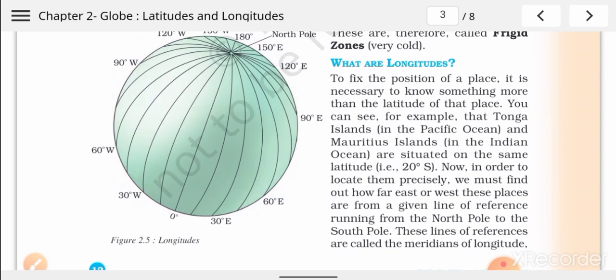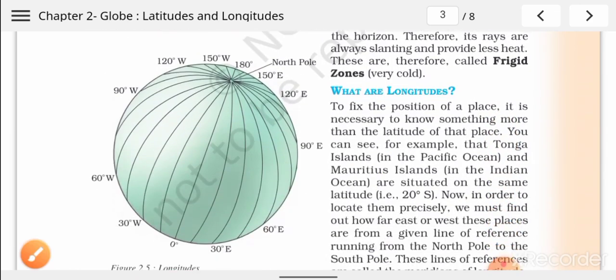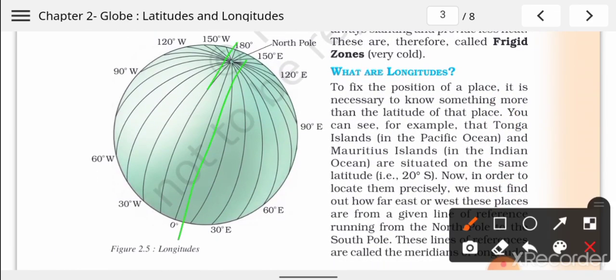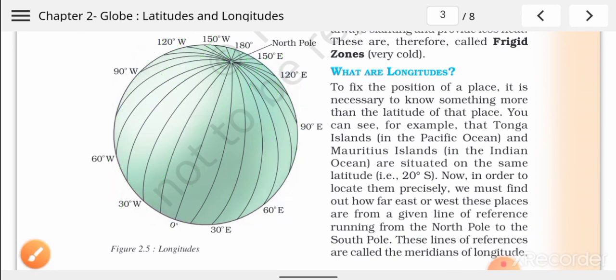Now we will study the longitudes. What are longitudes and how do we indicate them on globes? Students, you know these parallel lines are latitudes, but these are lines that are drawn from up to down. These are longitudes. They are 360 degrees, divided into parts, 180 east and west.